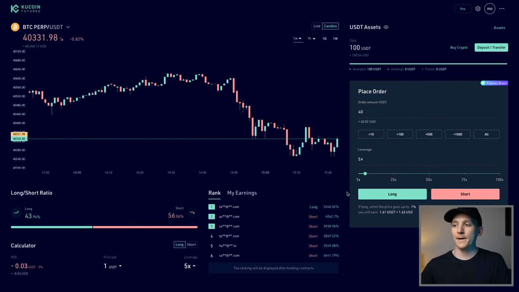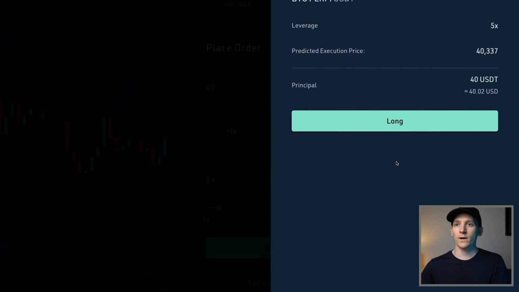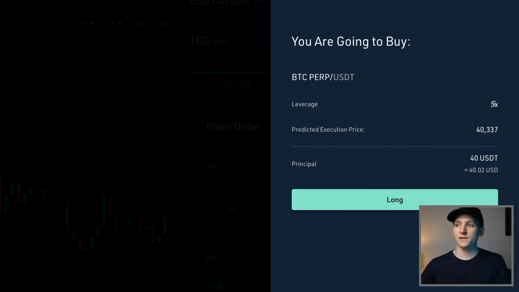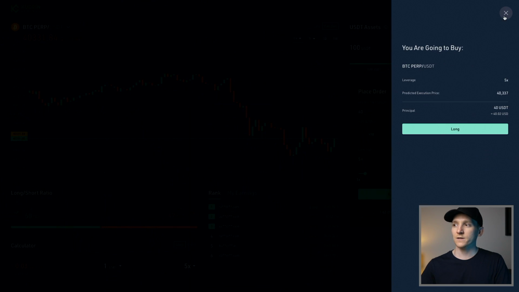So let's say I went with $40 right here, and I would go 5x leverage, as you can see. So I'm going to do 5x, click long, and then you just really quickly put an order in here. You can see the leverage is 5x. The execution price is basically just a market order, so you're going to very quickly go through and go long. And the principal is $40 right there. So I'm just going to click off.